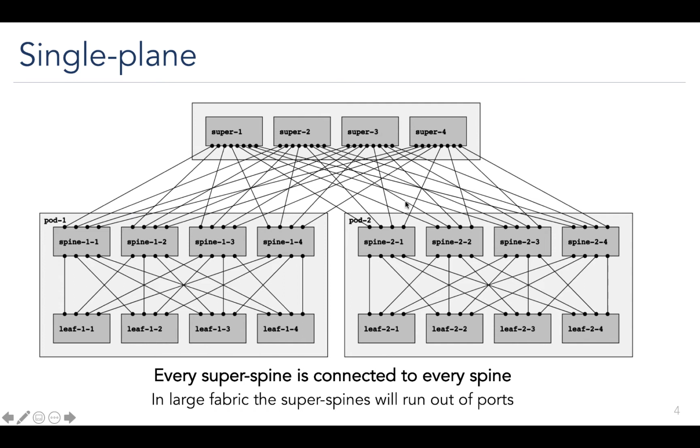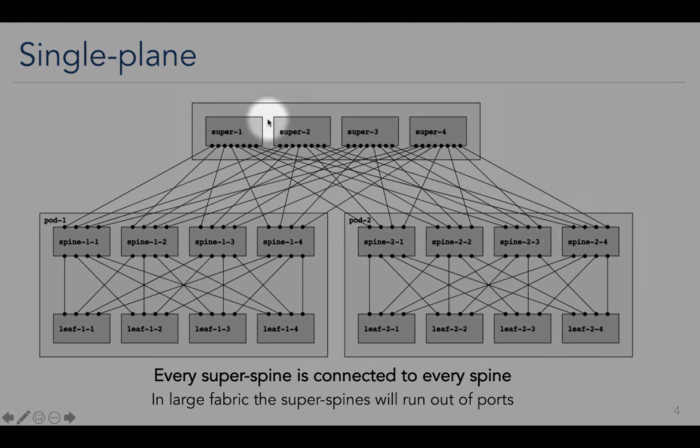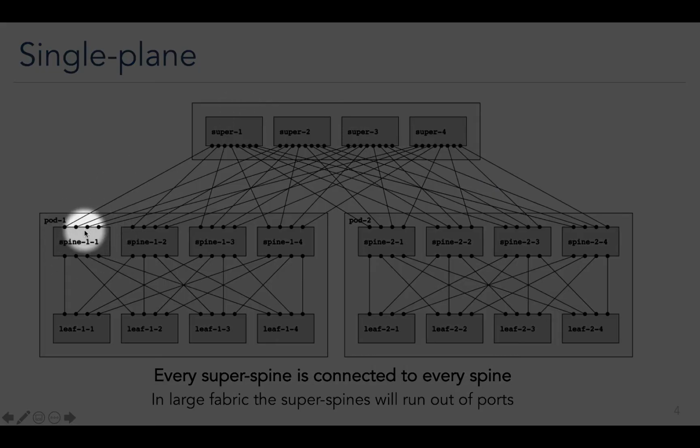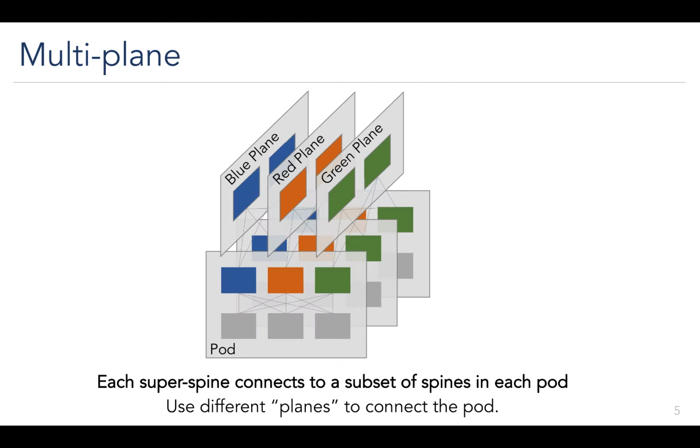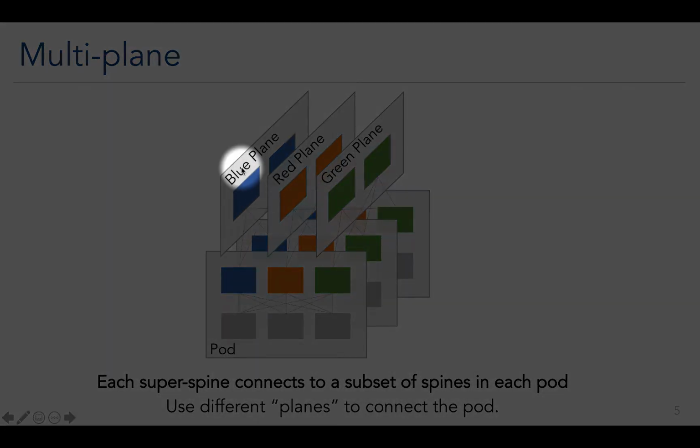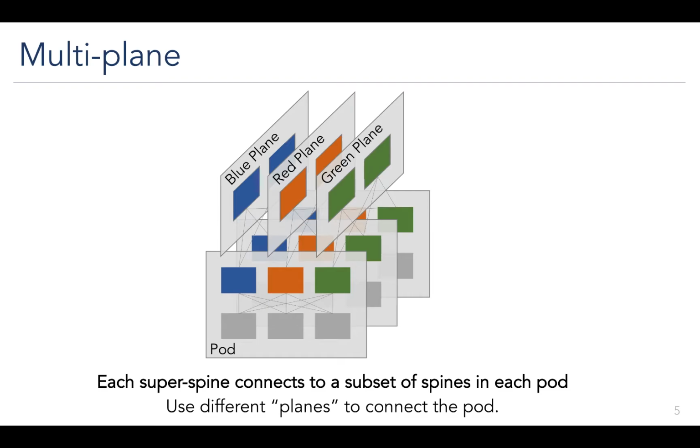Up until now, Rift Python only supported single plane topologies, such as the one shown in this diagram. In a single plane topology, every superspine node is connected to every spine node. As a result of this, the superspine nodes quickly run out of ports. To deal with the limited number of ports on the superspine nodes, we introduced the concept of multiple planes, such as the blue plane, the red plane, and the green plane in this example. The superspine nodes in each plane are connected to a corresponding subset of spine nodes in each pod.